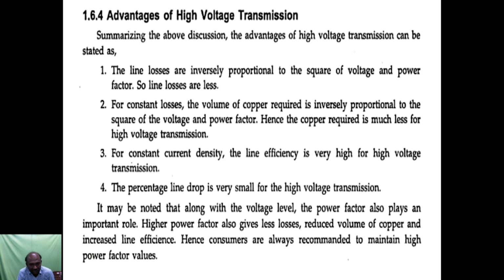The percentage line drop is very small for high voltage transmission. By increasing the voltage, normally we are decreasing the current, so the line voltage drop and also the losses are reduced here. It may be noted that along with the voltage level, the power factor also plays an important role. Higher power factor also gives less losses. So by using high voltages, we can improve the power factor, reduce the volume of copper and increase line efficiency. Hence, consumers are always recommended to maintain high power factor values. So we have these advantages in high voltage transmission.